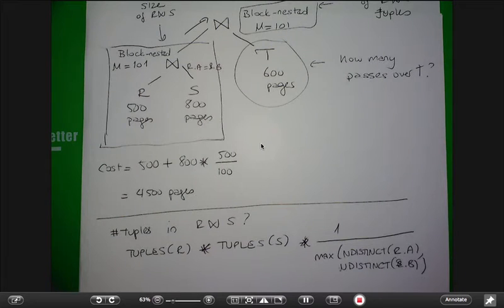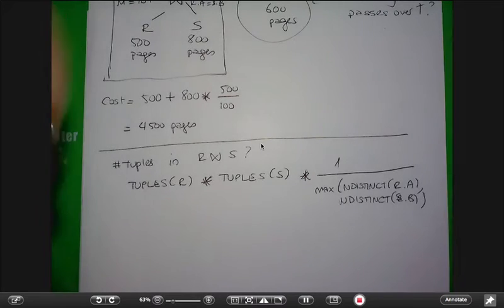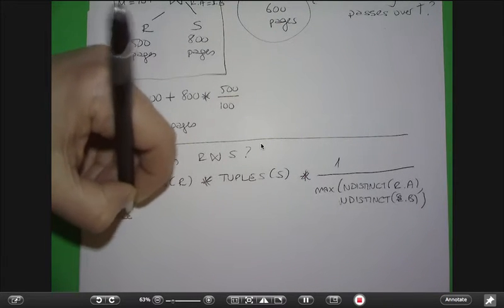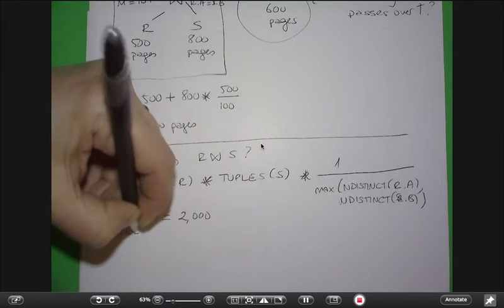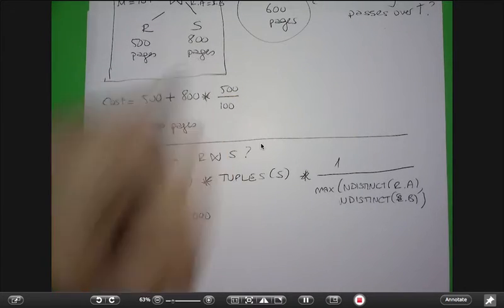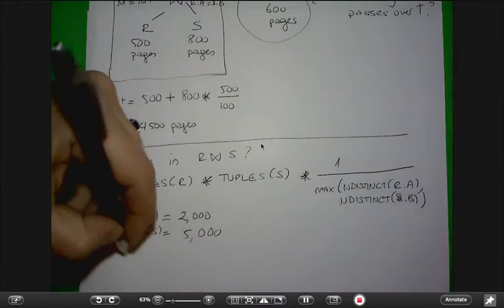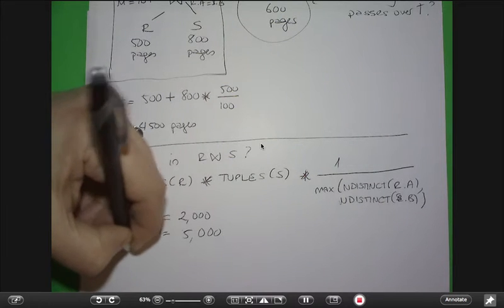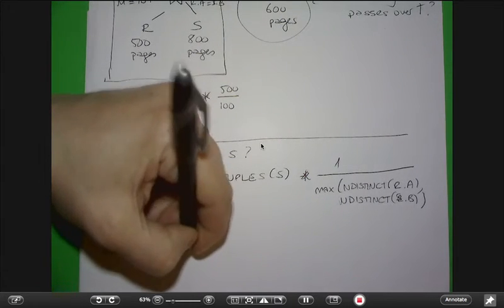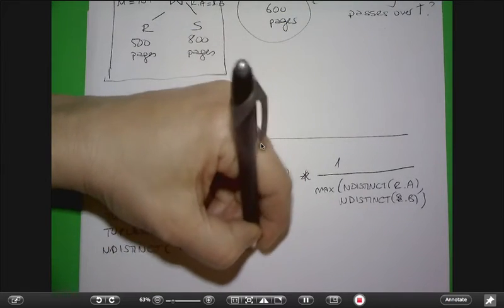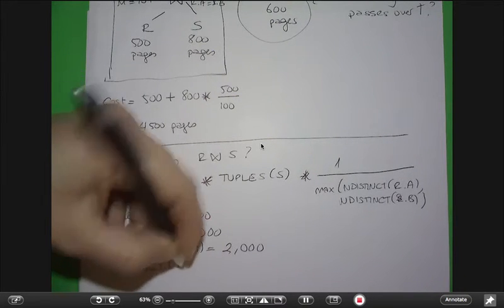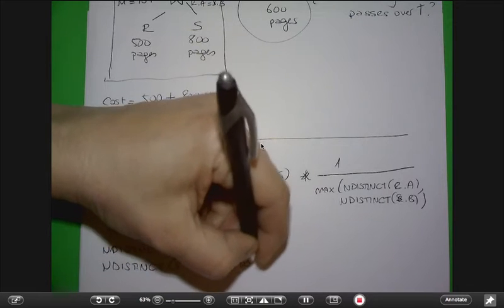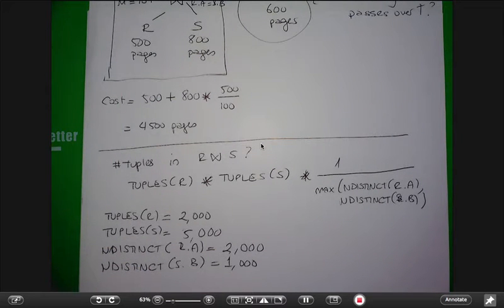So this is the number of tuples that I expect in the join. I don't know what these values are, so let's fill in some ideas here. Let's say tuples of R is 2000, tuples of S is 5000, distinct R.A is equal to, let's say, 2000, and distinct S.B is 1000. Okay? I'm making some numbers up so we can use these later.